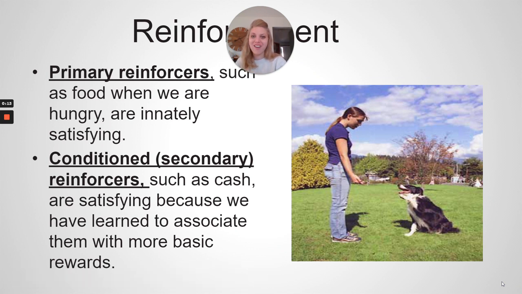Today, we are continuing to talk about operant conditioning. And in our last lesson, we talked about reinforcements and punishments and how reinforcements are attempting to increase or continue a particular behavior, and punishments are trying to decrease or stop a particular behavior.